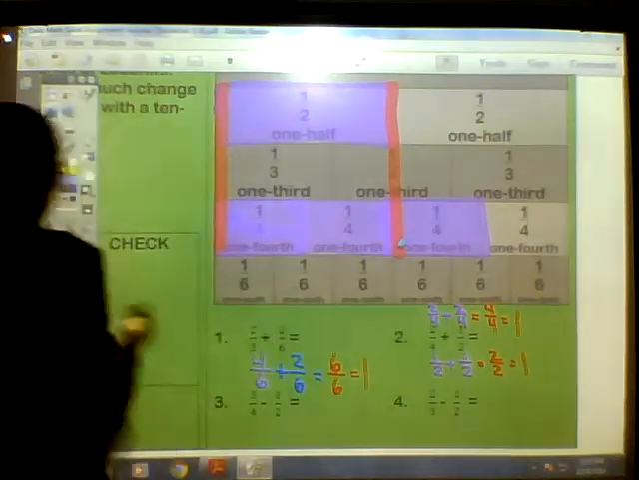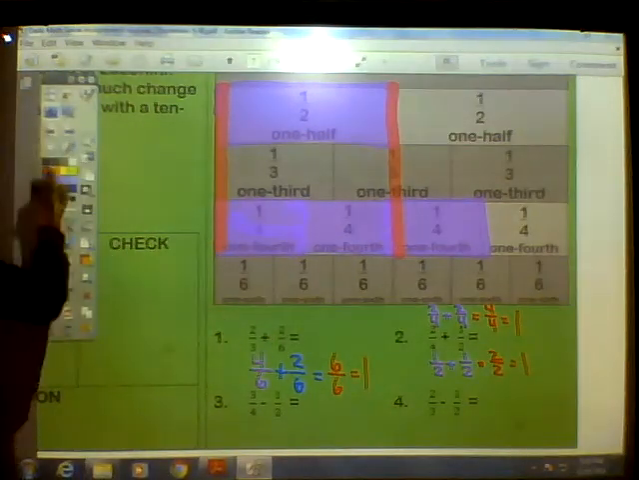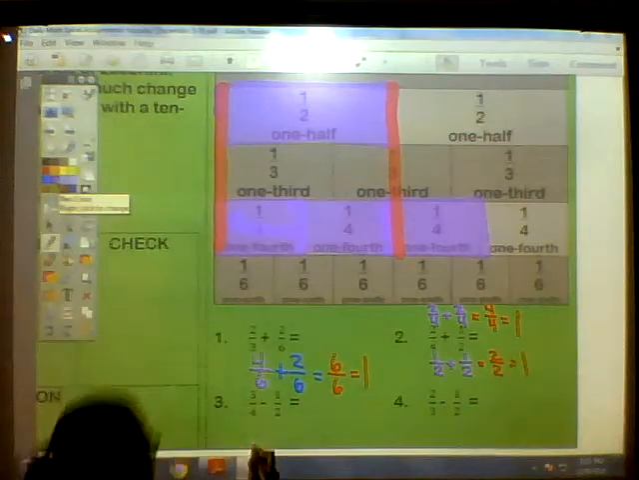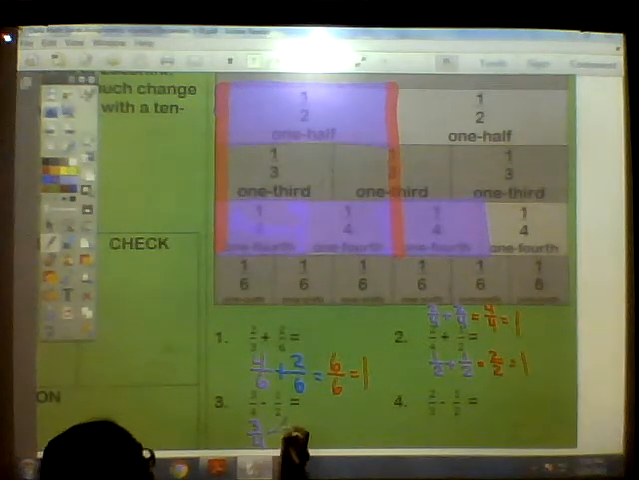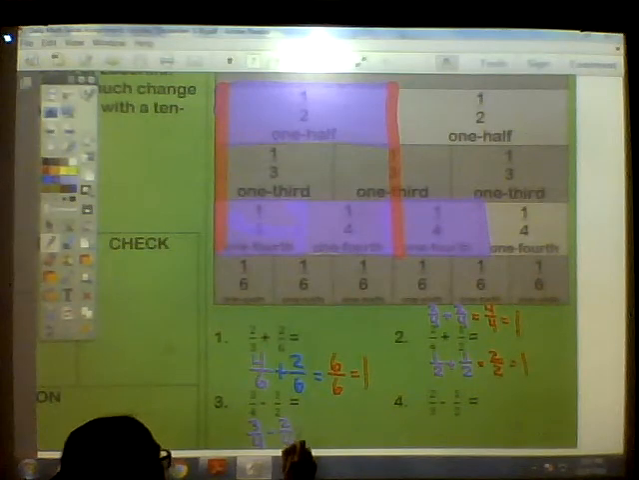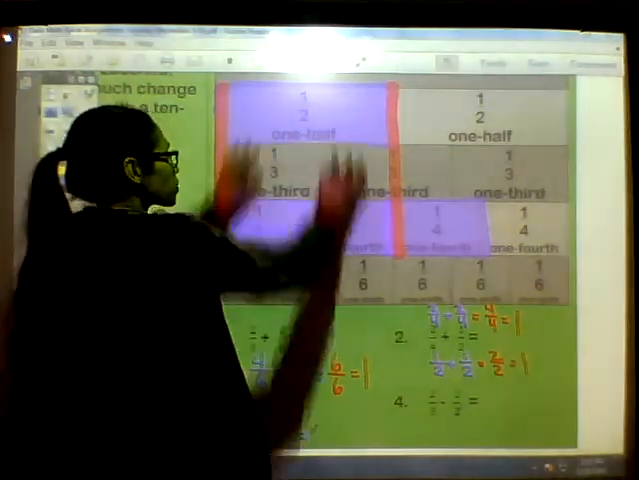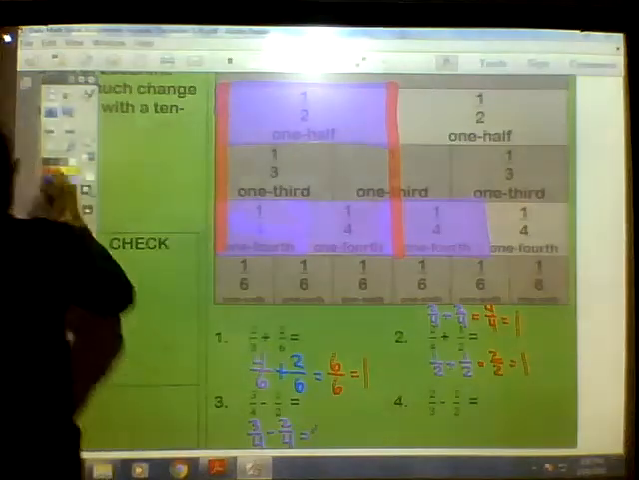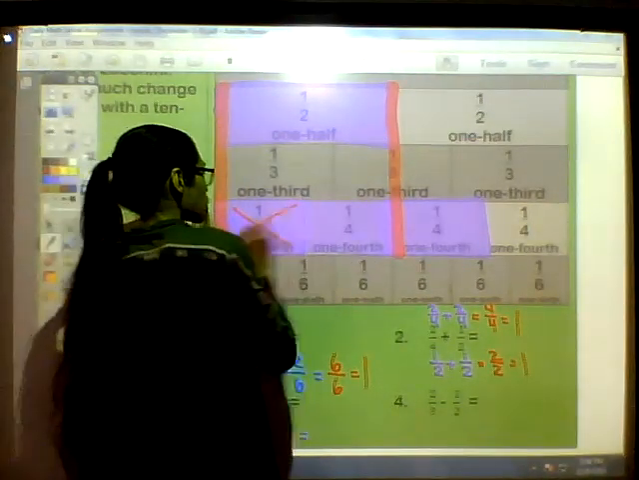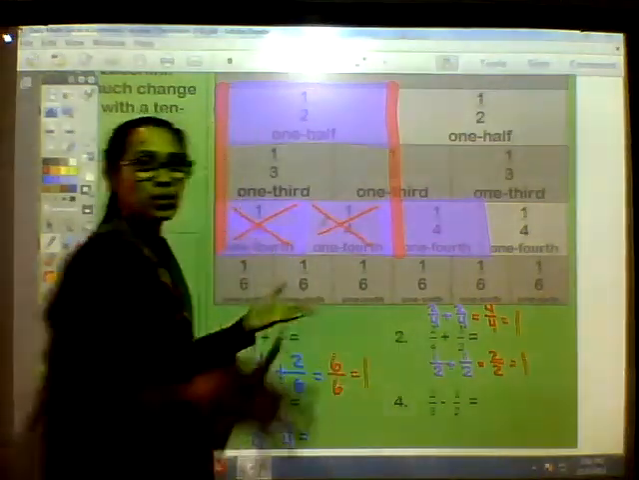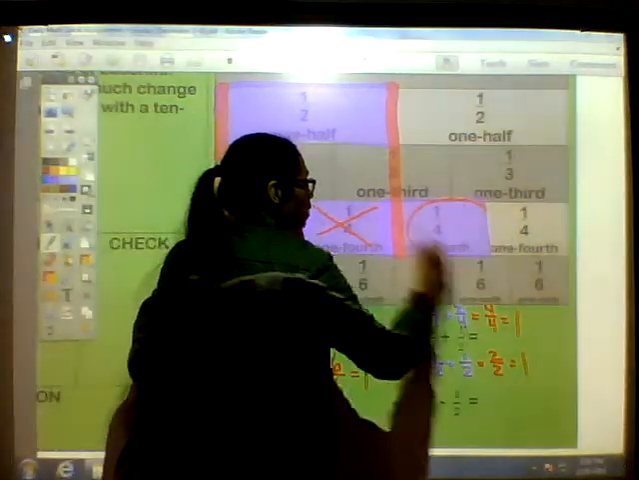Let's write that down. We have 3/4 minus what? 2/4 equals what? So look right here. Do you see that? What do we need to do? If we have 3/4 and we're taking this away, I can cross that out, and what's left? 1/4 right here.